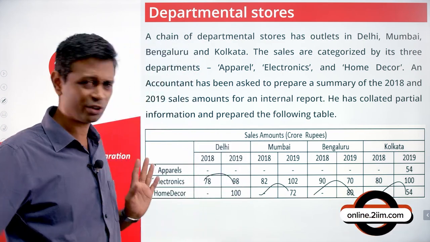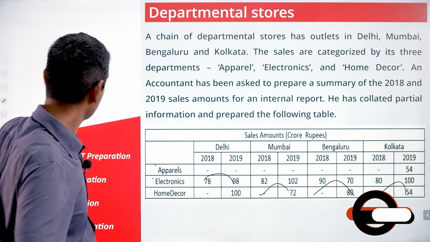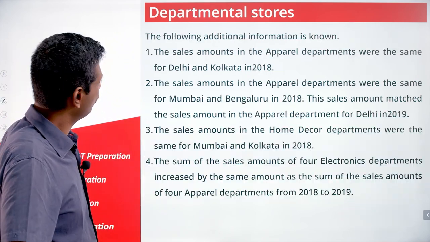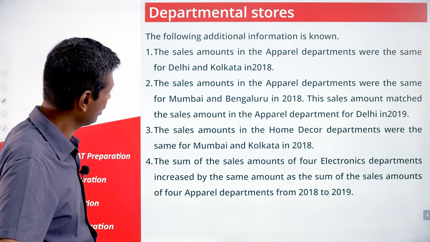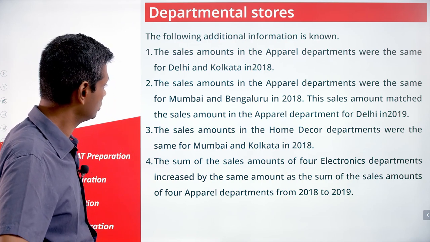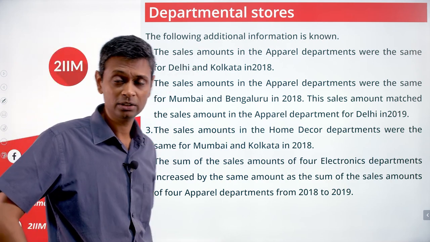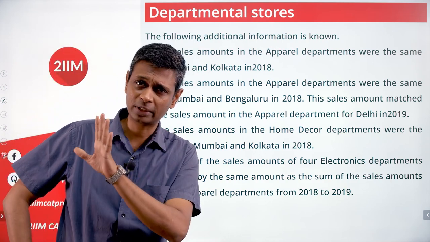And partial information is totally my thing. Let's look at this. The following additional information is given: sales amounts in apparel were the same in Delhi and Kolkata, in apparel were the same for Mumbai and Bengaluru, etc. I can't keep all of this in my head. I'm going to draw the table and go one by one and attack this.